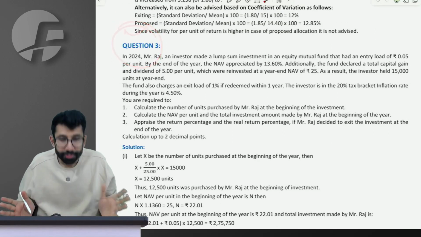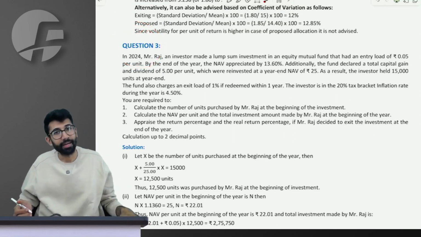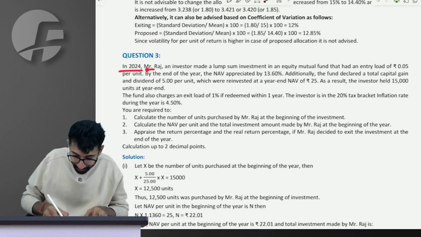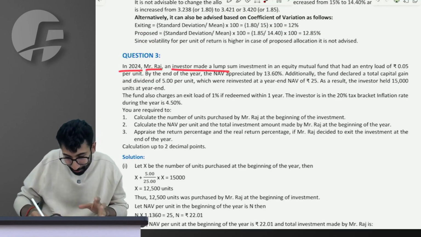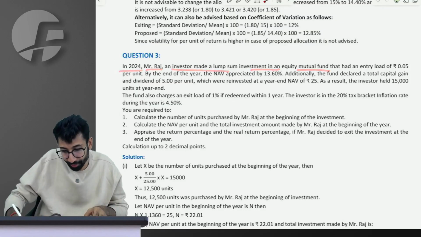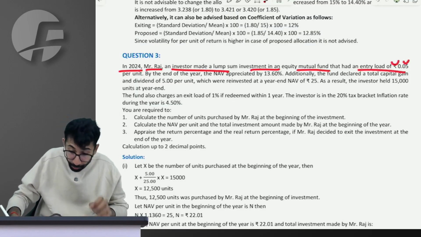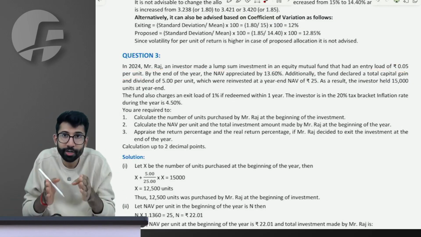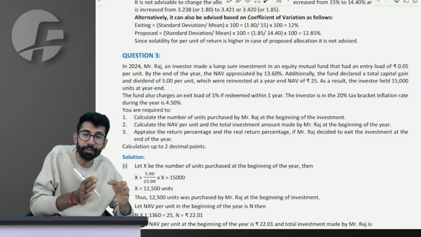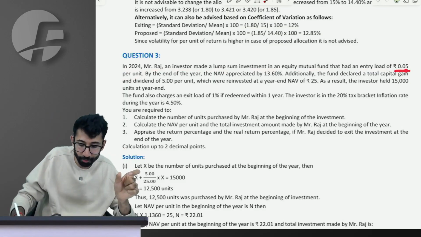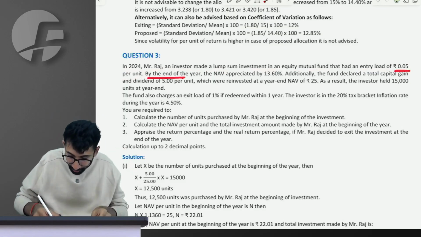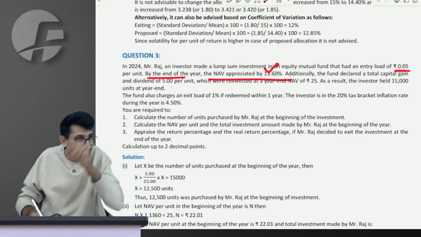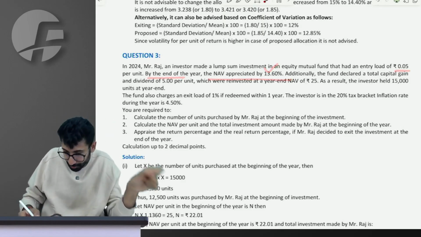Question on the chapter of mutual fund, right? So come on. In 2024, Mr. Raj, investor, made a lump sum investment in equity mutual fund that had an entry load of rupee 0.05 per unit. We have been given the entry load that over and above NAV, we paid a particular price. In rupee terms, it was 0.05. By the end of year, NAV appreciated by 13.6%. Whatever NAV paid, that NAV appreciated by 13.6%.